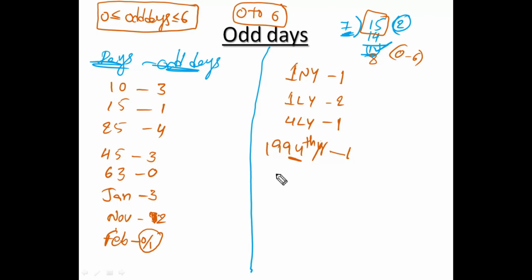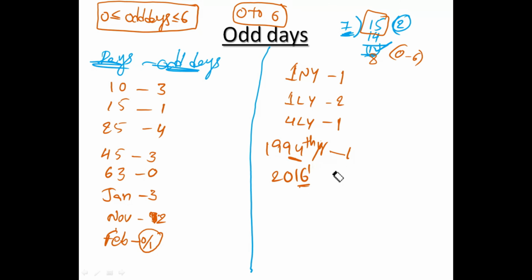Okay. Next, 2016th year consists of how many odd days? Here also, it is not 2016 years, it is the 2016th year. Is the 2016th year a leap year or non-leap year? Leap year. That's why 2 odd days will be there.